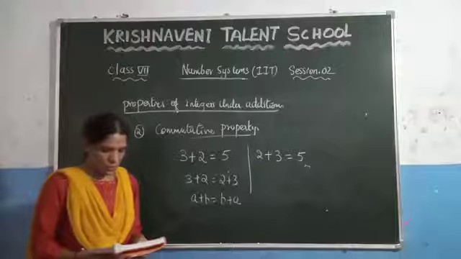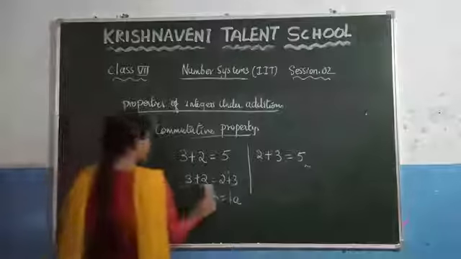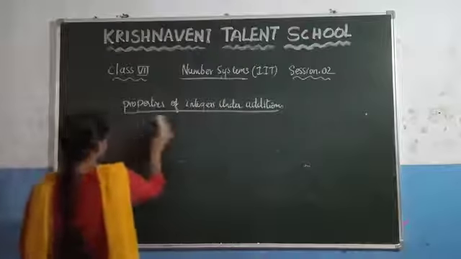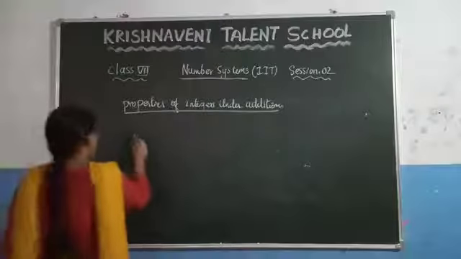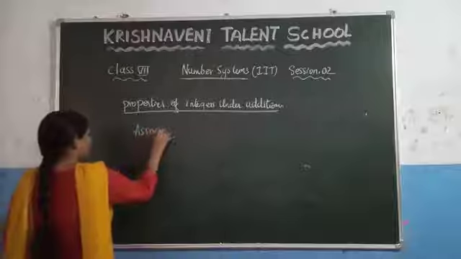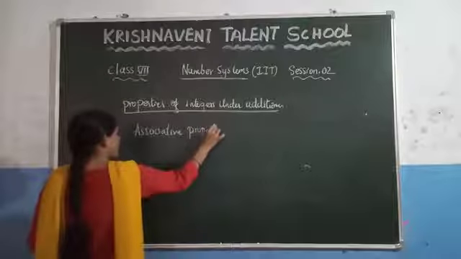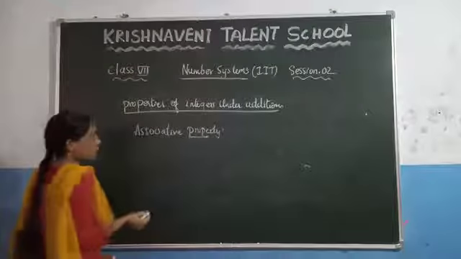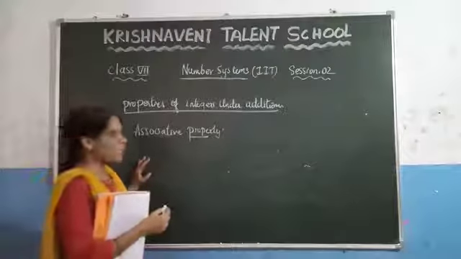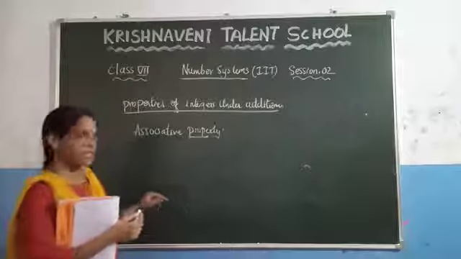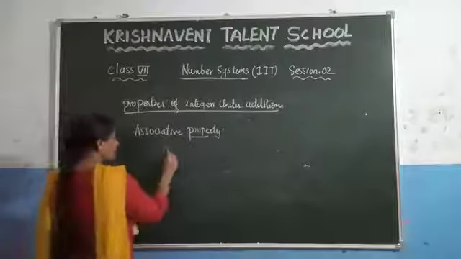And the next property they have given is the associative property. Before, we discussed the closure property and the commutative property. In both of these properties we took only two integers. In case of the associative property we need three integers. Let us consider three integers. Let us consider them as A, B, C.